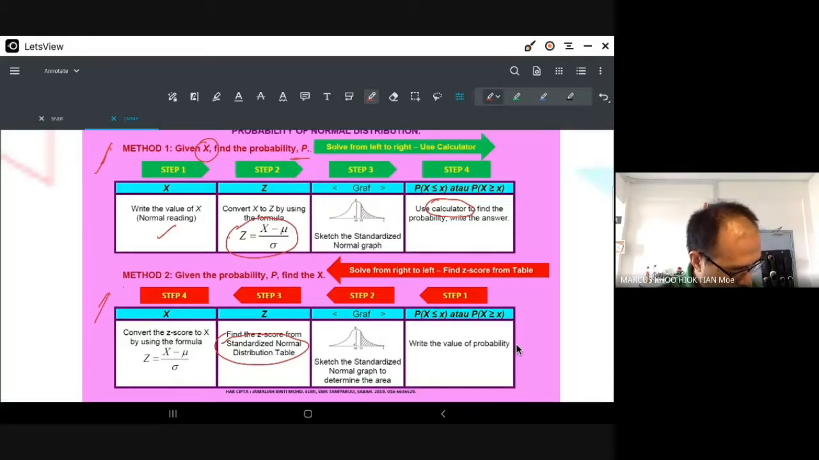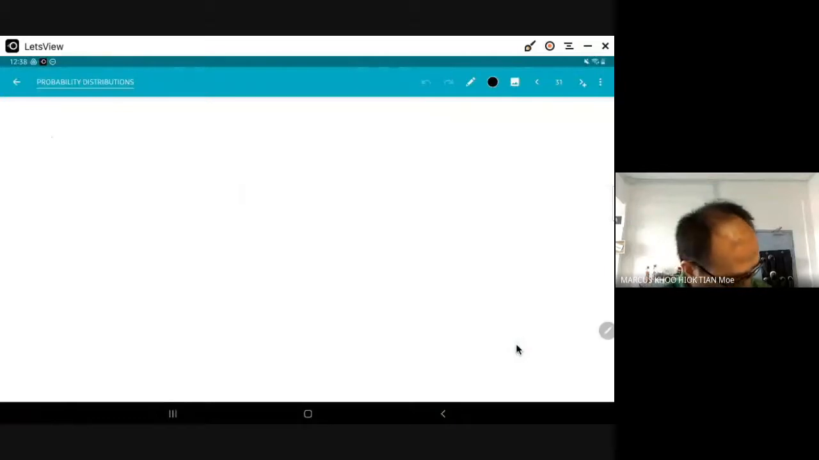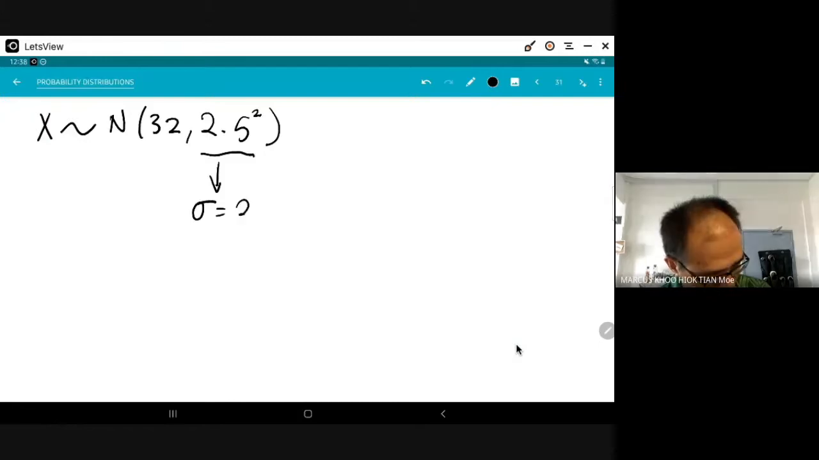Okay, let's do the workbook page 70. I know that you have done this exercise, but we're going to use it anyway. Page 70 in your workbook. You are given that X is normally distributed with a mean of 32 and a variance of 2.5 squared. Remember, this is the variance, so the standard deviation is actually 2.5.